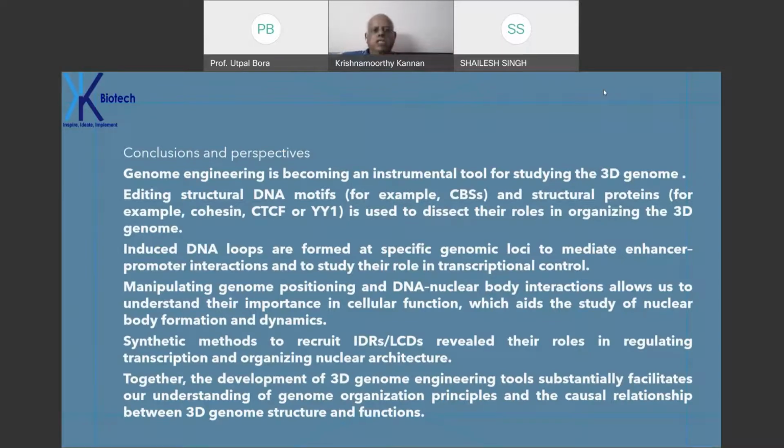Manipulating genome positioning and DNA nuclear body interaction allows us to understand their importance in cellular function, which aids the study of nuclear body formation and dynamics. Synthetic methods to recruit intrinsically disordered regions and low complexity domains reveal their roles in regulating transcription and organizing nuclear architecture. Together, the development of 3D genome engineering tools will substantially facilitate our understanding of genome organization principles and the causal relation between 3D genome structure and function.